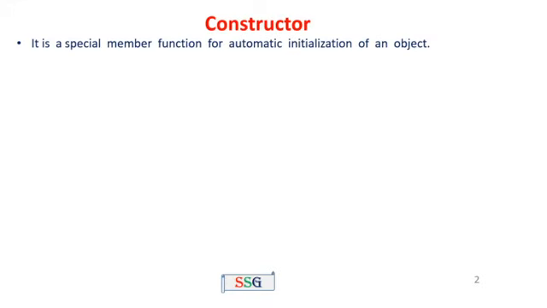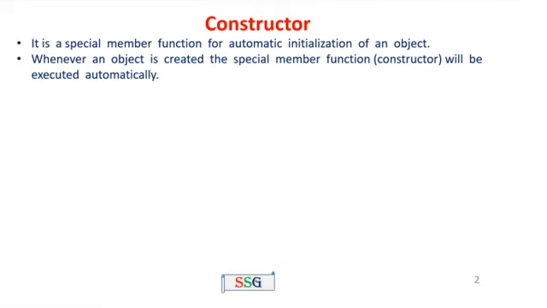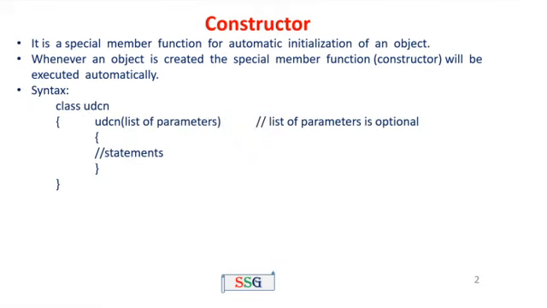Constructor. It's a special member function for automatic initialization of objects. Whenever an object is created, the special member function will be executed automatically. That means at the time of creating the object, if the user wants to pass any arguments to the respective class members, it will be possible only because of constructor.